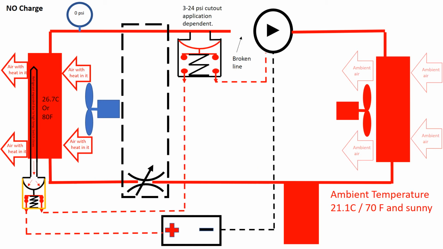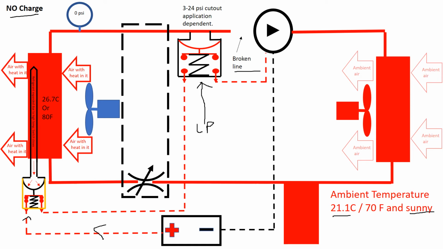Now, the solution. We're going to look again at a no charge and still ambient temperature of 21 Celsius and sunny. We've still got the broken line. But what we're going to do is put this low pressure switch in place now. We're going to wire it up as simple as possible. From the battery, we go to the supply side of the thermostat.